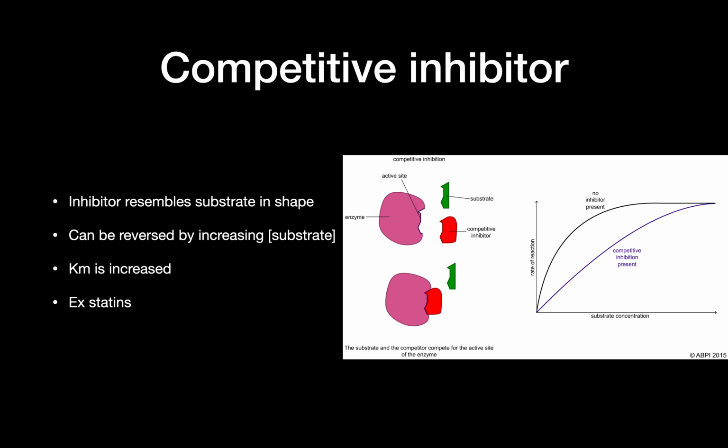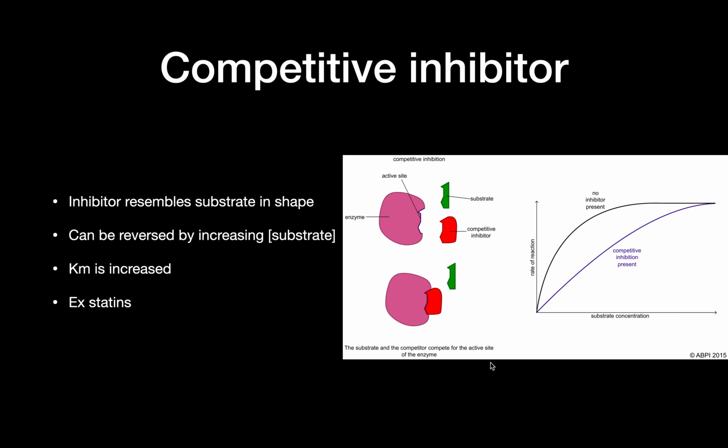So the competitive inhibitor resembles the substrate in size, and it will bind to the active site. That's where the induced fit occurs. The substrate is not exactly the same as the competitive inhibitor, and vice versa, but it's similar enough. So the protein will kind of conform itself to fit the competitive inhibitor because it's close enough. This can be reversed by increasing the substrate concentration, and Km is increased. An example are statins. So here you go. Km is increased.